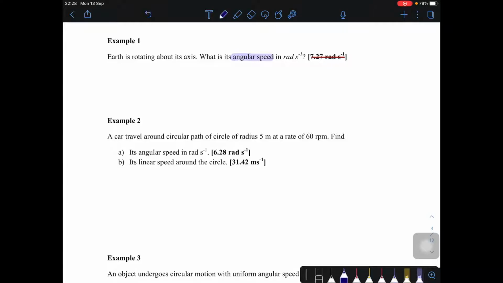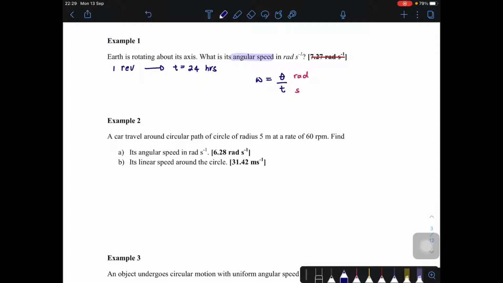Okay, so we know that for the Earth to complete one rotation, ataupun one revolution, it will take 24 hours. Okay, bumi mengambil masa 24 jam untuk complete satu rotation. So, in order to find the angular speed, keluarkan formula untuk angular speed which is sama dengan theta divided by the time. Okay, since dia minta in radian per second, so theta dekat sini must be in radian dan time dekat sini must be in second.